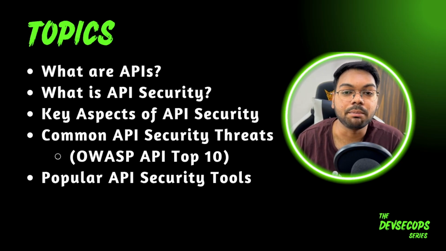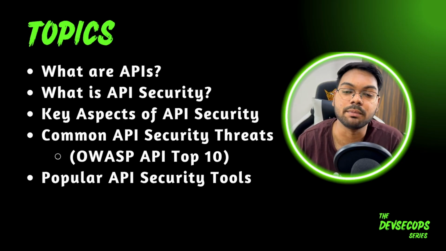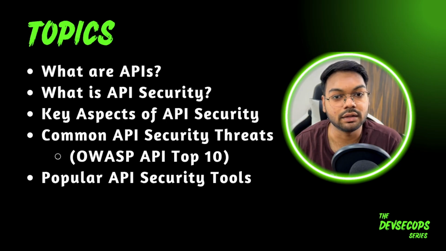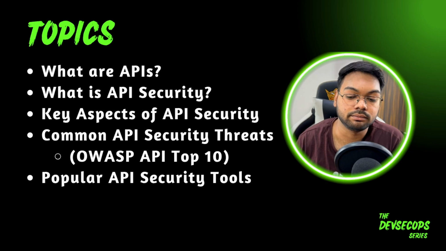Then we will learn about API security. What are the different key aspects of API security? What are the common threats to these APIs? We will see what the OWASP top 10 is in that sense, and then we will learn about the different API security tools that are being used in the market overall.